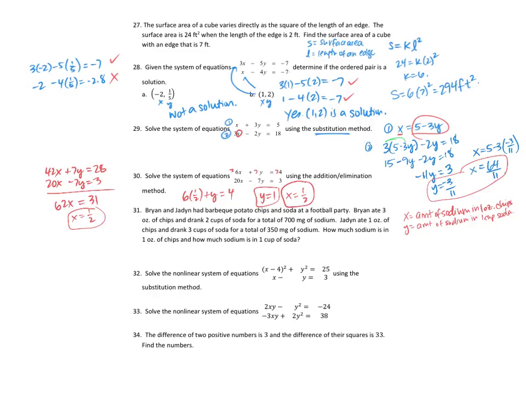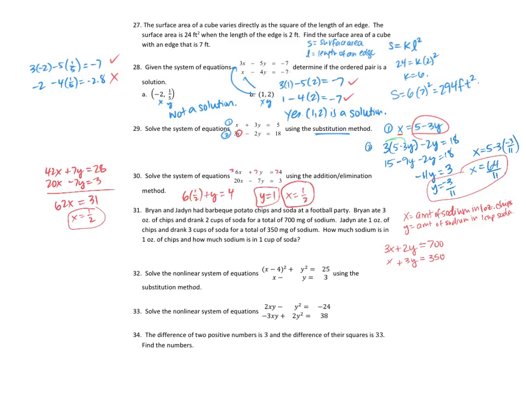So Brian had 3 ounces of chips, so 3 times x is going to be the amount of sodium that he ate that was in those chips. Plus, he drank 2 cups of soda, so 2 times y would be the amount of sodium that he ingested from soda, and it totals up to 700 milligrams of sodium. And then we'll make a similar statement for Jaden. So Jaden ate 1 ounce of chips, so we'll just write x, and then he drank 3 cups of soda. And he totaled with 350 milligrams of sodium.